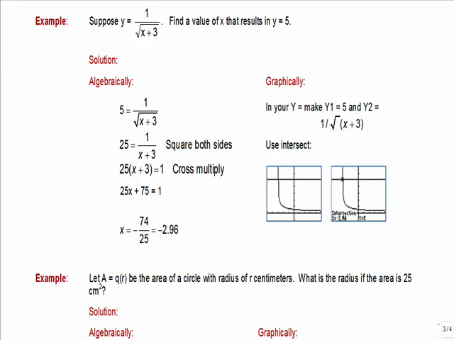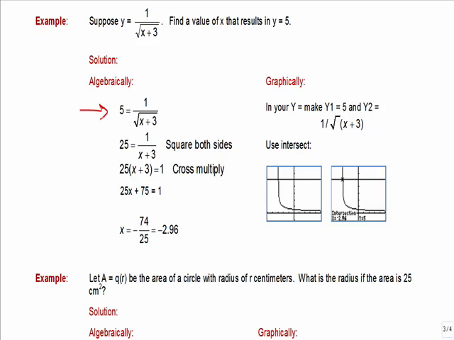Let's now take a look at a couple more examples where we're going to be solving some equations of different types. So first, suppose y equals 1 over the square root of x plus 3, and I would like to find a value of x that results in y equals 5. So like we've done before, I just substitute in 5 for y, and that gives me 5 equals 1 divided by the square root of x plus 3.